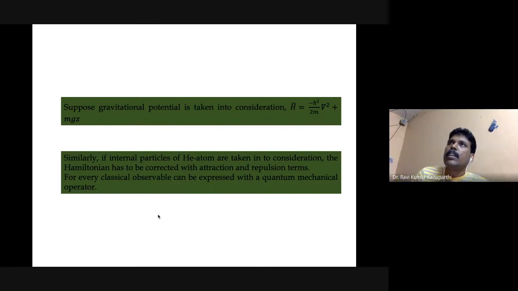Suppose this particle has some potential energy because of height, say if it is in an elevated place, our quantum mechanical particle. Then it will have some kind of potential energy. In such a scenario, the total energy Hamiltonian operator will have the potential energy term as well. You know that mgh, or mgz, where z is the height of the system.